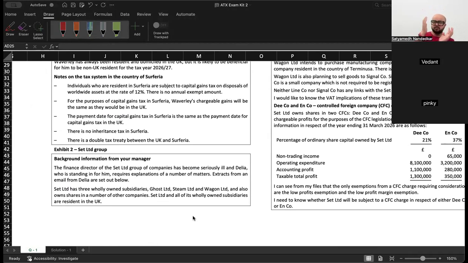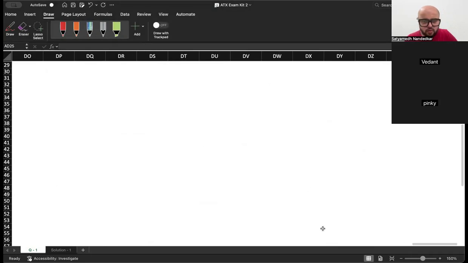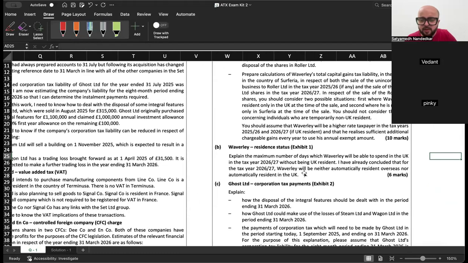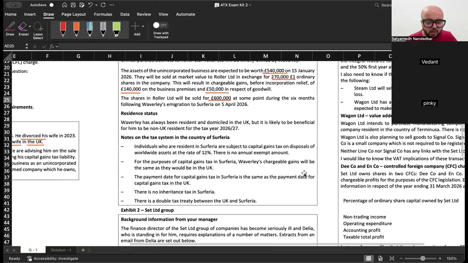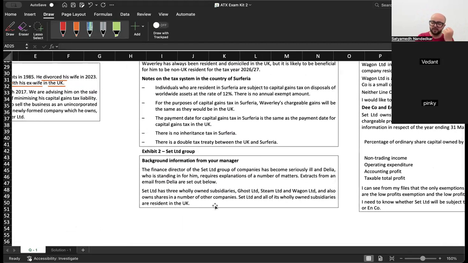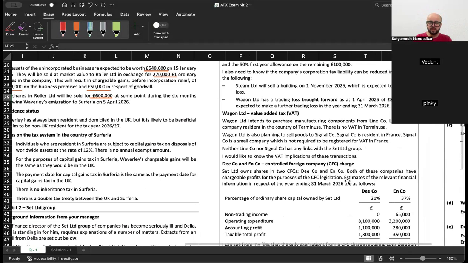So do you agree that if they are 100% wholly owned subsidiaries... ठीक है, Ghost Limited and Stream Limited, दो companies का देखते हैं पहले. Both of these companies are 100% subsidiaries of Set Limited. So do you agree Ghost and Stream will be a part of the 75% capital gains group? ठीक है. Now the capital loss is being borne by Stream Limited, है ना. एक part आपको समझना पड़ेगा कि Stream Limited is selling a building which will result in a loss.